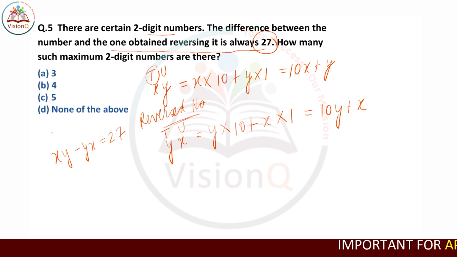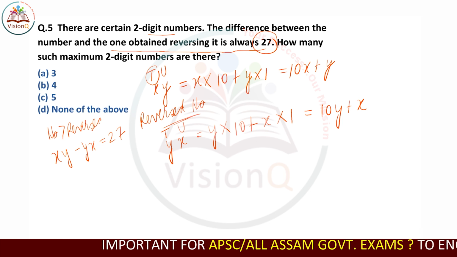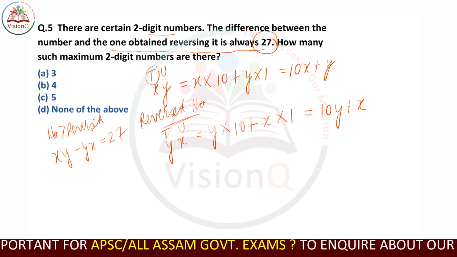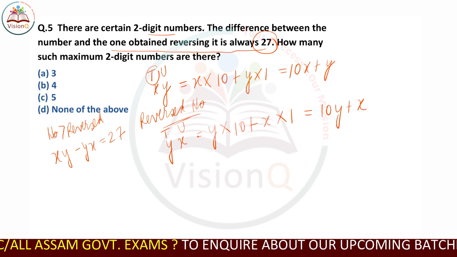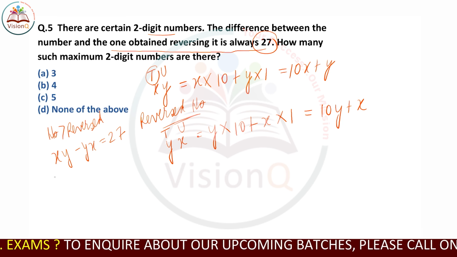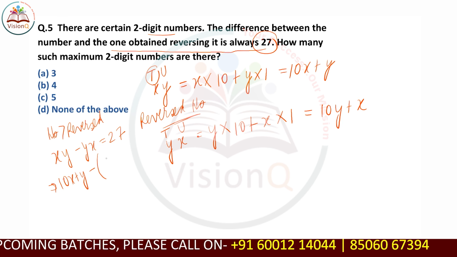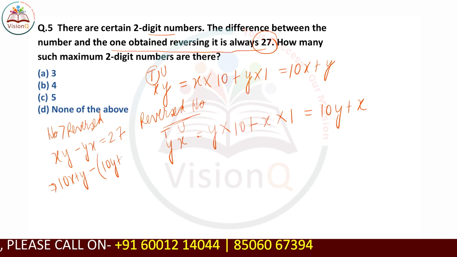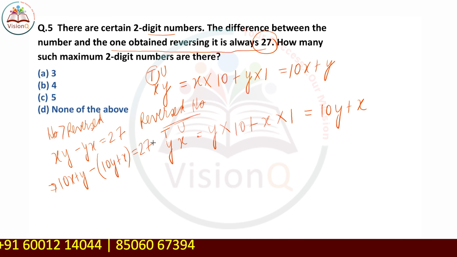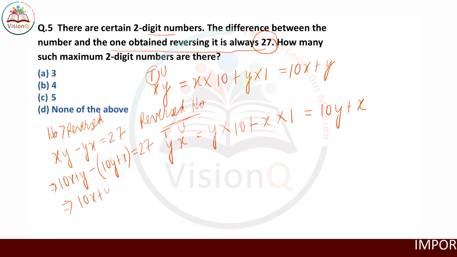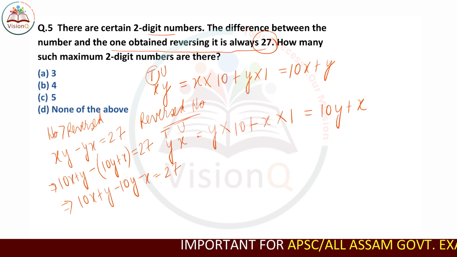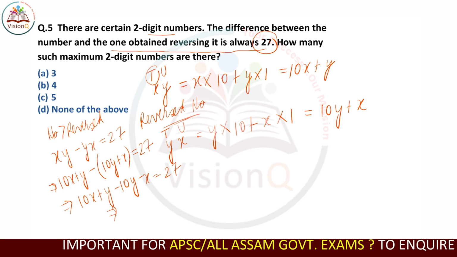Okay, if I assume that the number is greater than the reverse number, we don't know now which is the greater number here. The number is greater or reverse number is greater, we don't know that. So let me assume that the number is greater than the reverse number. So that is, the number is what? 10x plus y minus the reverse number is what? 10y plus x. Now this difference is 27. So if I try to solve this expression, 10x plus y minus 10y, it becomes minus x is 27.